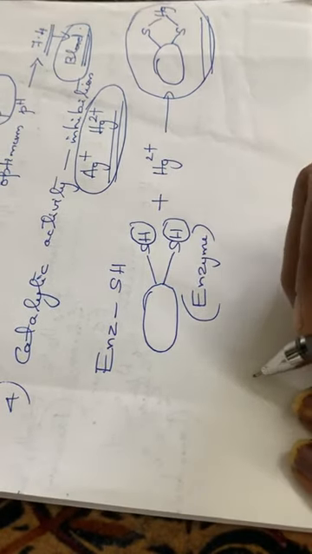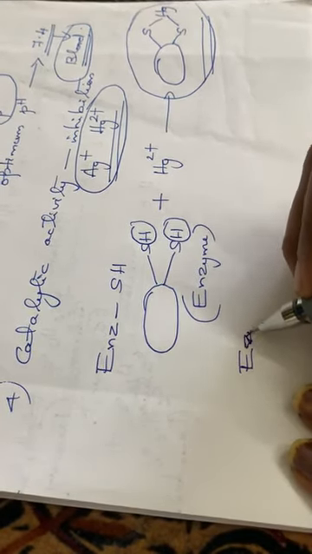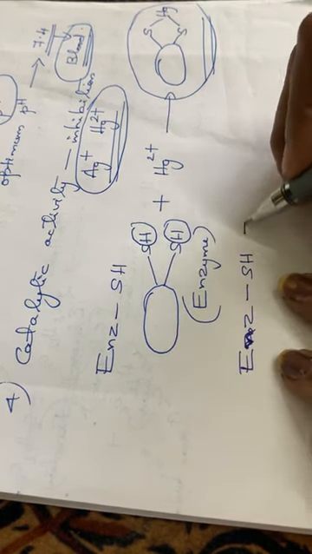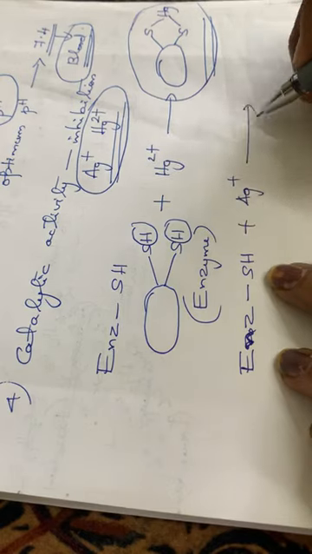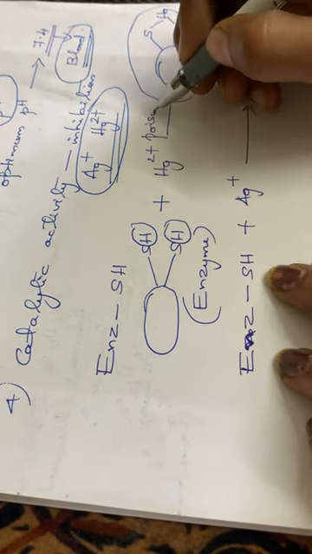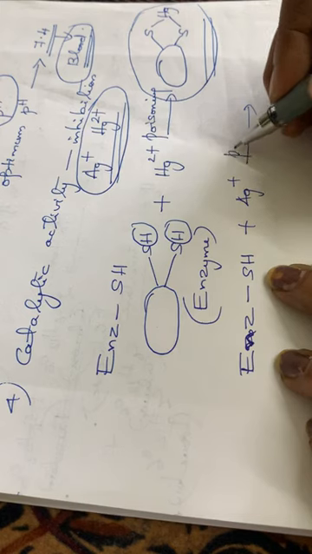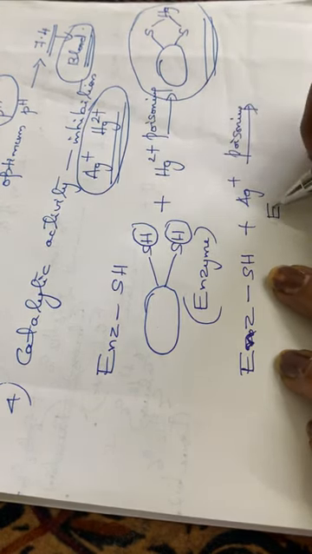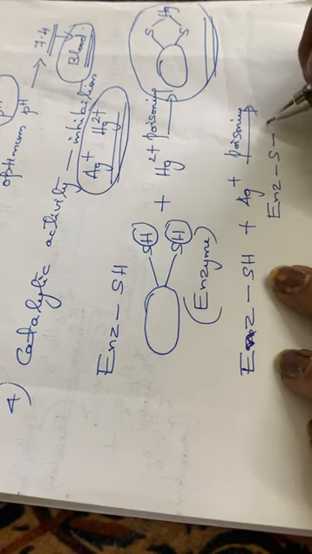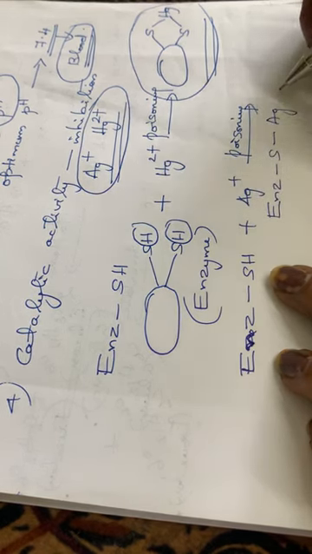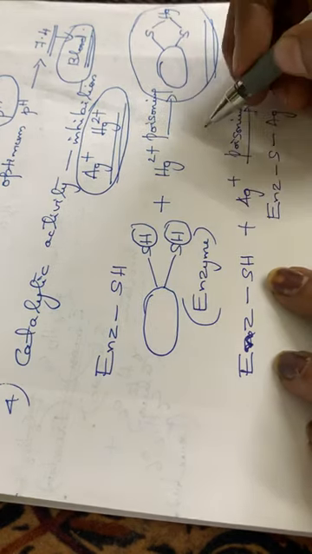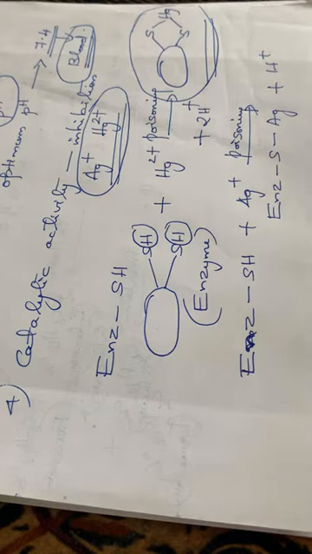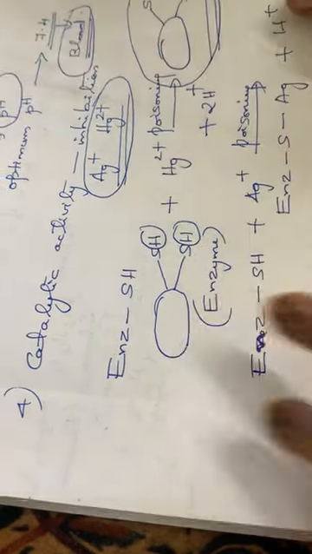Similarly, we can write the reaction with Ag plus also. So enzyme with functional group SH plus Ag plus. In both cases, poisoning is there, isn't it? So this enzyme, then S, Ag, a bond is formed between the enzyme and Ag, plus H plus. Here it has 2H plus. So this is the catalytic inhibition, or the poisoning, of the enzymes.